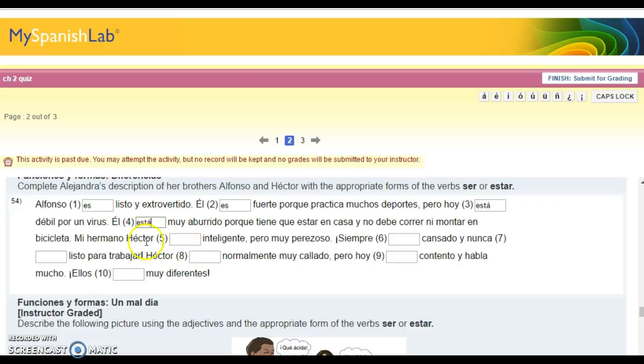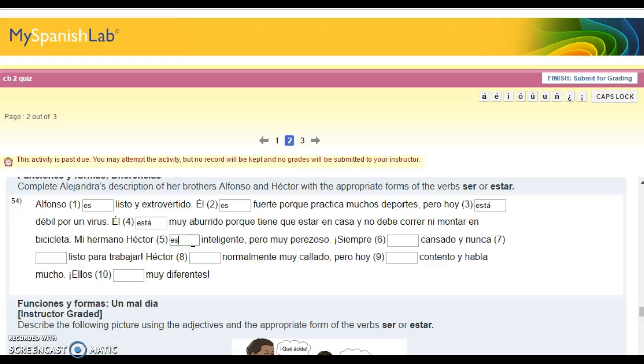So now, mi hermano Héctor es muy inteligente, pero muy perezoso. He is intelligent but lazy. So that is a characteristic. So ser, es is a form of ser. All right. And then now cansado, cansado means tired.